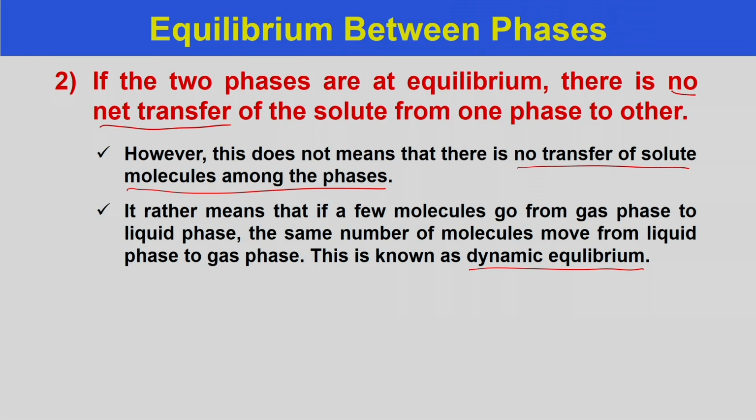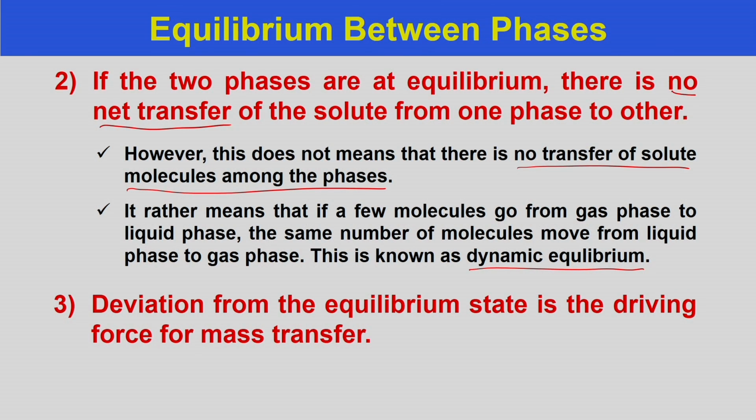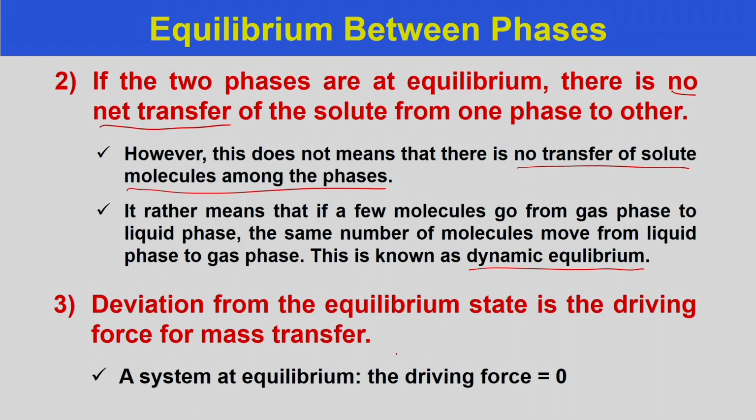That means, although we see that equilibrium is reached and net transfer of the solute ceases, this does not necessarily mean that there is no transfer of solute molecules from one phase to the other. It means there will be an equal amount of transfer of solute among the phases, so the system is in dynamic equilibrium. Now, deviation from the equilibrium state is the driving force for mass transfer. So, what is the deviation? When the system is at equilibrium, this deviation or driving force would be 0.